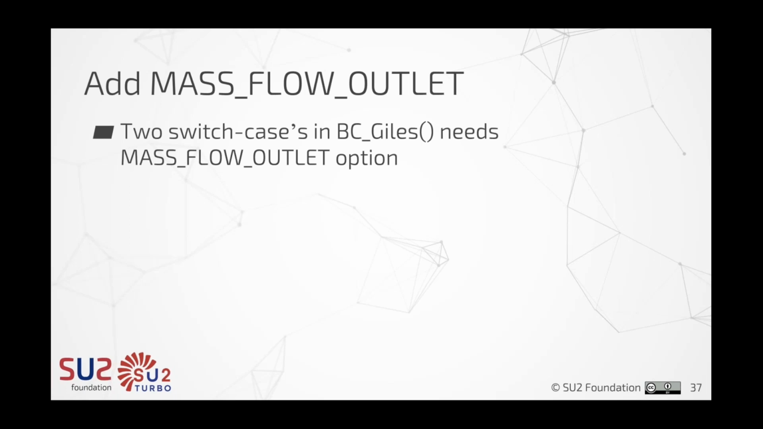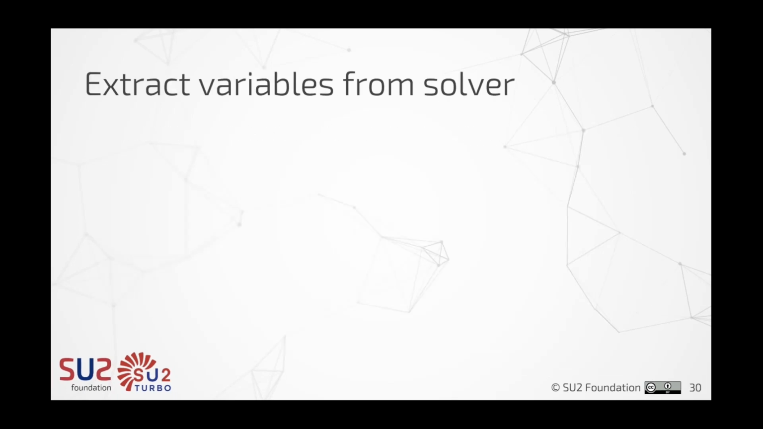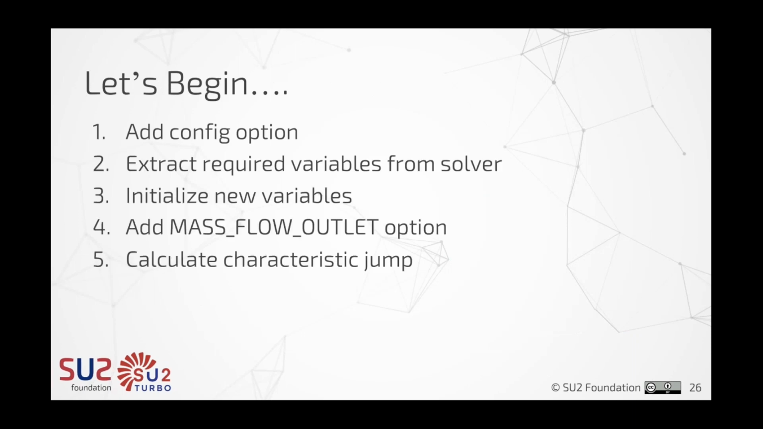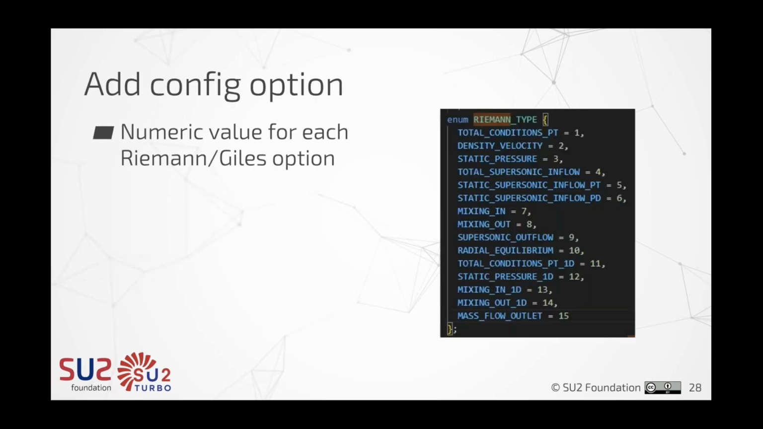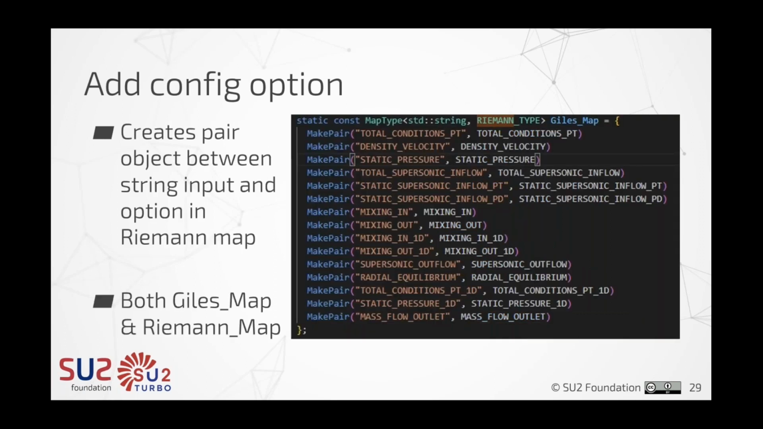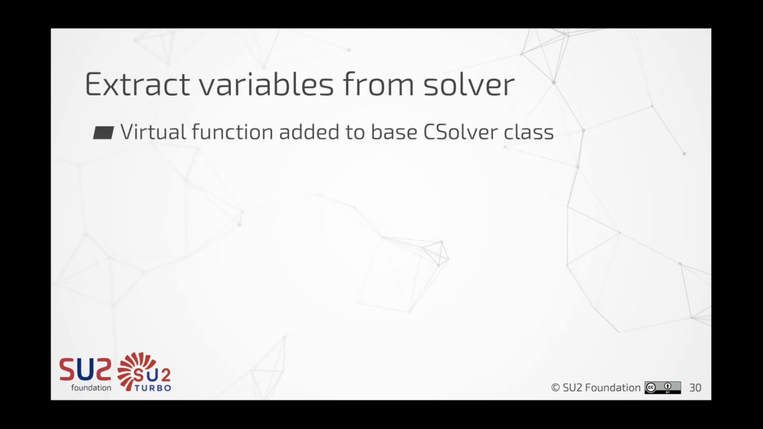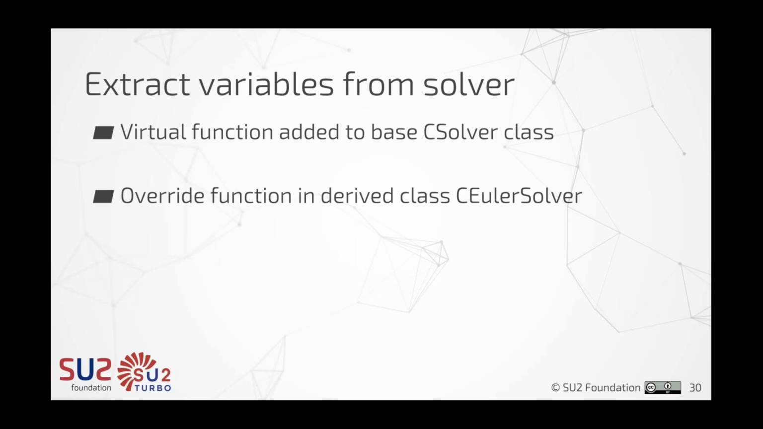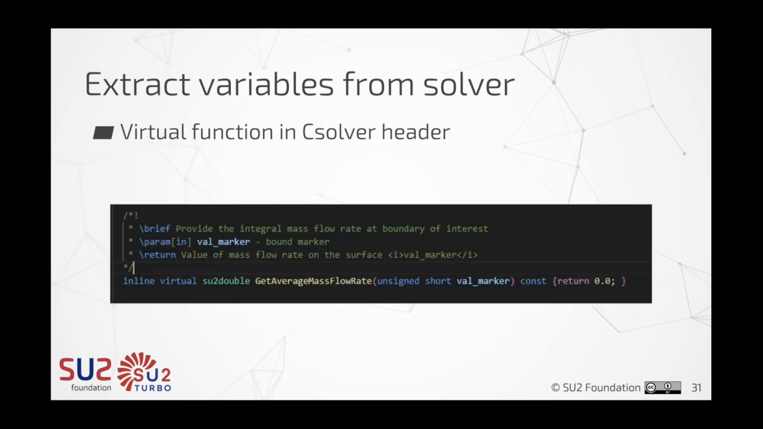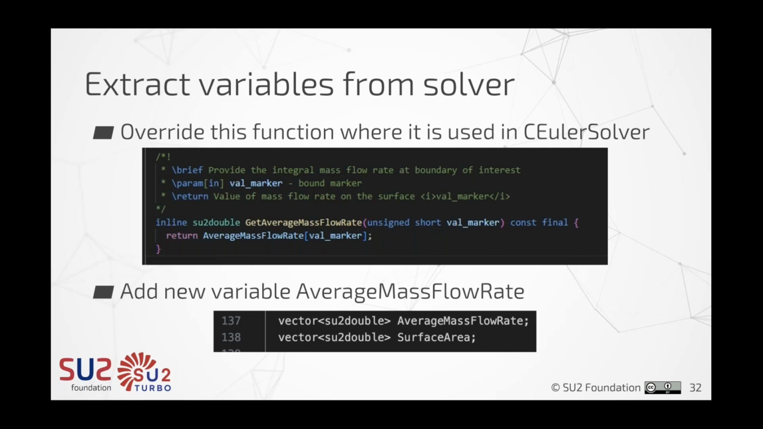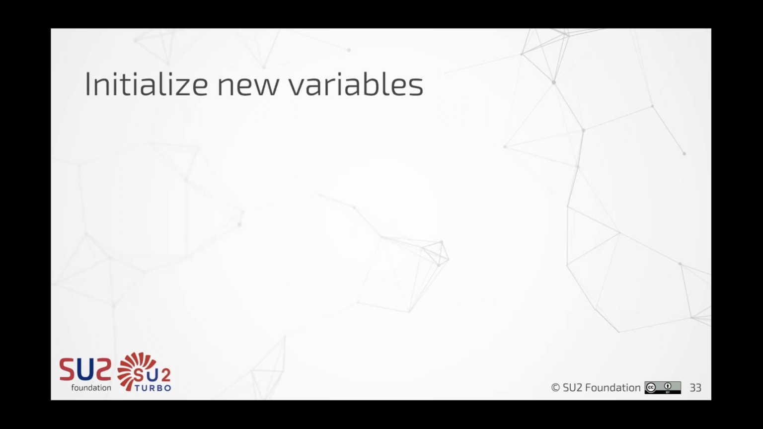So we just added in, we'll go back. The first thing, we added our config options here with our numeric values in the Riemann and Giles maps. Then we create that pair between our input string and our corresponding map value. Then we create our virtual function in the C solver class, overrode that function in the Euler solver class, and then added the variables that were stored in the derived class. So that's what we did here. Then get average mass flow rate. Again, we override it and then add in the extra required variables.